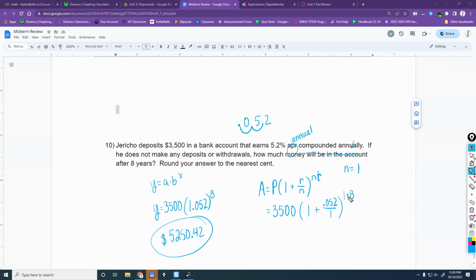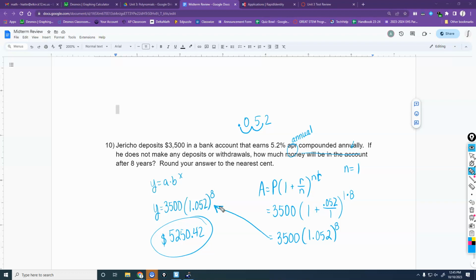So the reason that you don't really have to use the compound interest formula for this, but you can, is because look what happens right here. If I've got 1 plus 0.052 divided by 1, 0.052 divided by 1 is 0.052. And 1 plus 0.052 is 1.052. And 1 times 8 is 8. And that is exactly what we got over here, right? Now, if this was quarterly, monthly, weekly, something like that, I'd have to use the compound interest formula.